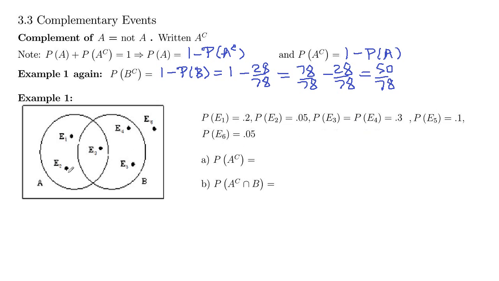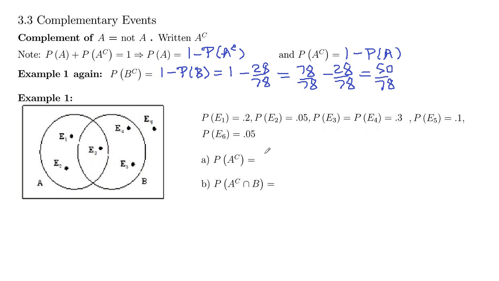Here's another example. We've got some sample points here, E1, 2, 3, 4, 5, and 6. Here are the probabilities of each one of those sample points. And we want to know the probability of A complement. So everything that's outside the circle for A. So that is going to be that region there and that one. So there are 3 sample points there we could add up. So we could either add up the probabilities for E4, 5, and 6, or we could add up E1, 2, and 3 and subtract from 1. Let's check both ways.